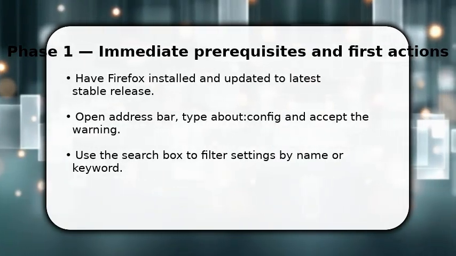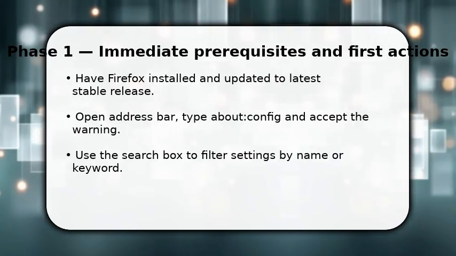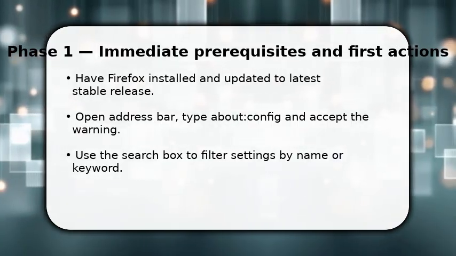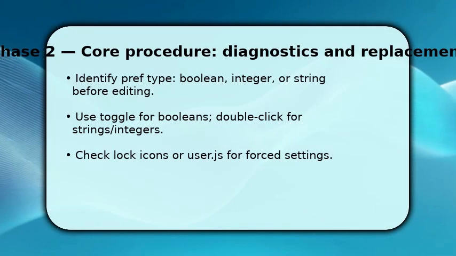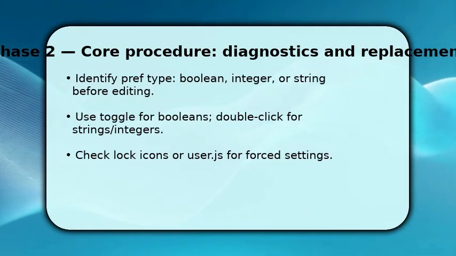You'll see types labeled Boolean, integer, or string. This matters when you inspect the underlying code representation and prepare to edit safely. Now you dive into the middle work. Locate the specific preference and check its type and origin.